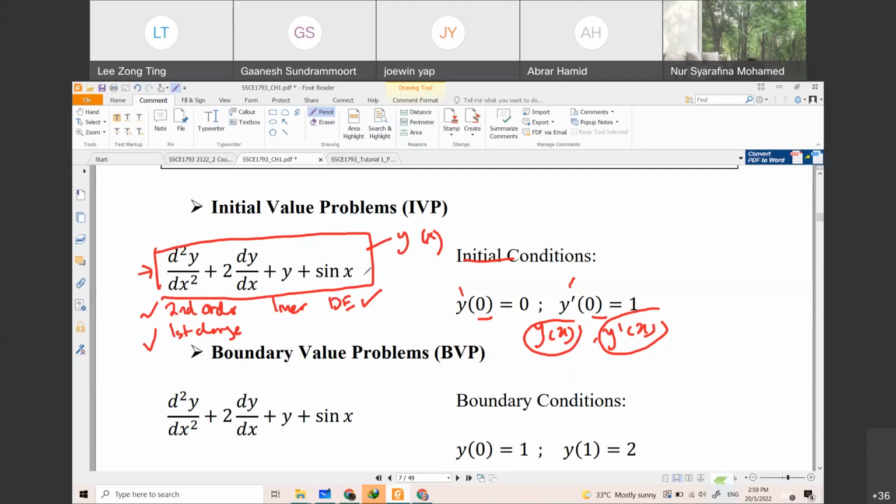The only difference between initial and boundary conditions is the point. As you can see, for initial it is 0, 0, 0, 1. For boundary, we use the same function but with different points. That's it for the foundation and fundamental theory of differential equations. Clear, everyone?